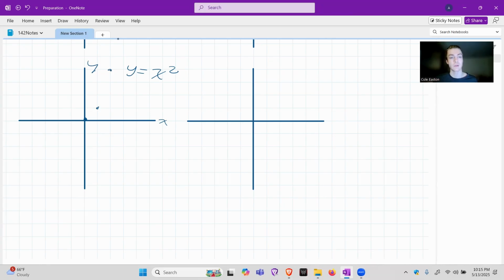That's not going to fit on this graph here. And then remember, when you square a negative, a negative times a negative is a positive. So we're going to get a positive out. And same thing over here. So we get this symmetry here.